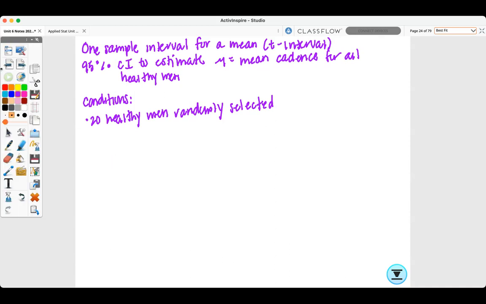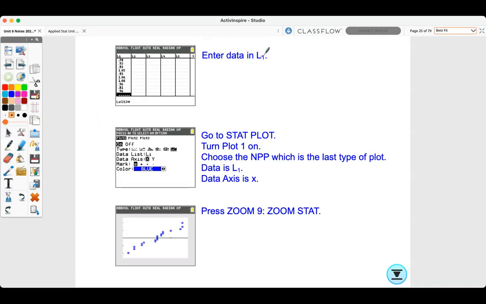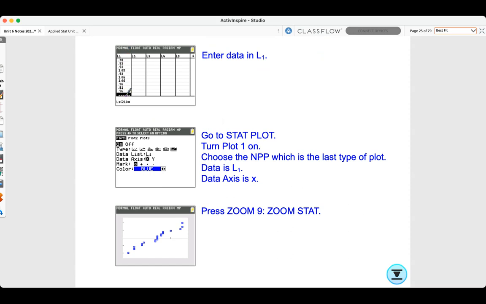So the steps to do that are, one, you enter your data into list one. So I entered our data here into list one. Then go to stat plot, which is second in the y equals key, turn plot one on. Choose the normal probability plot, which is the last one of the types of plot. Data is in list one, data axis is x. Also, please make sure in y equals you have any equations either cleared out or shut off. Then press zoom 9, which is zoom stat, because this is statistics data, and it will zoom in for you, and you want to look at your normal probability plot.